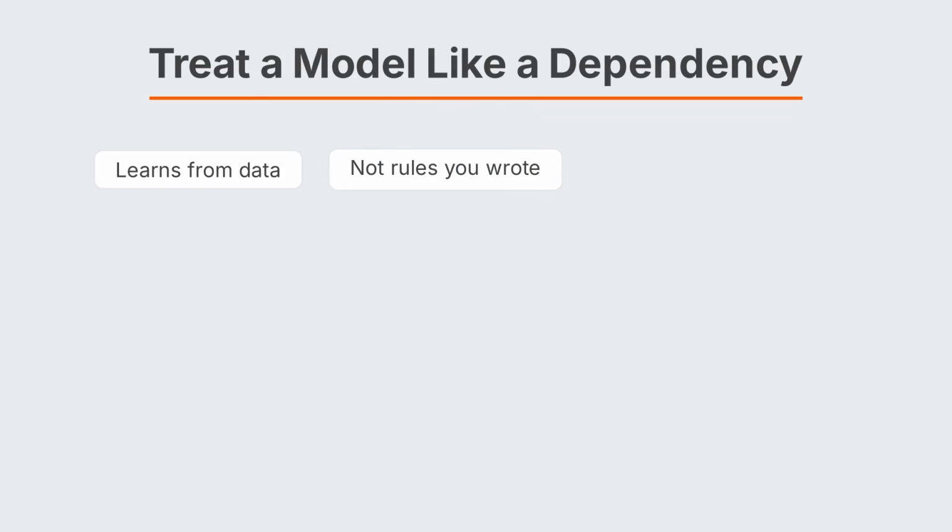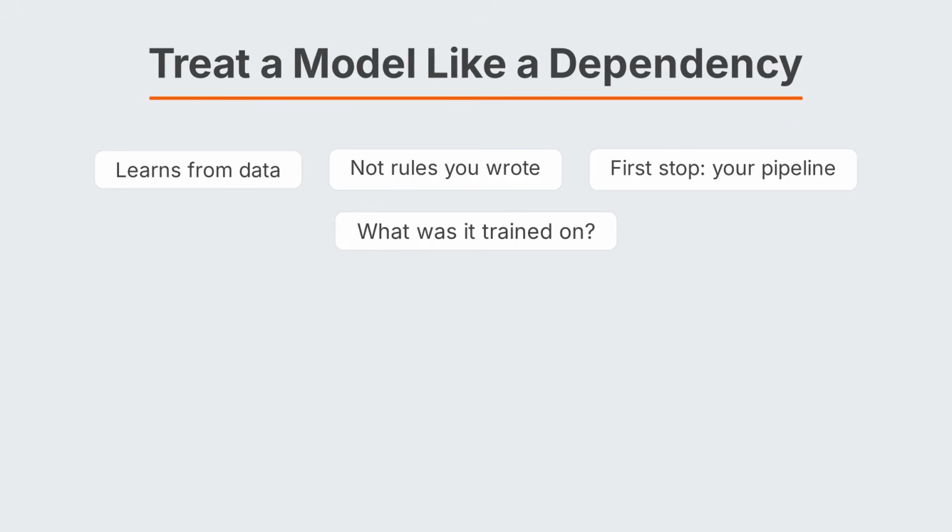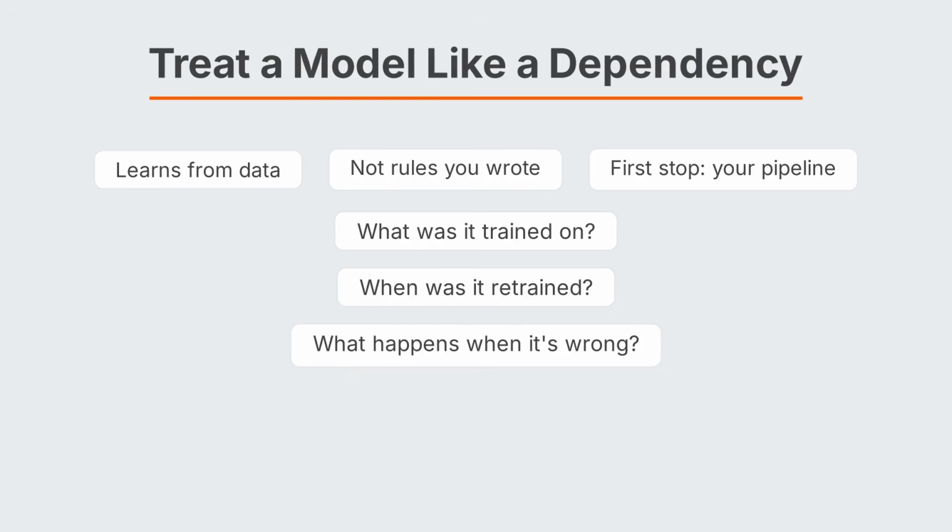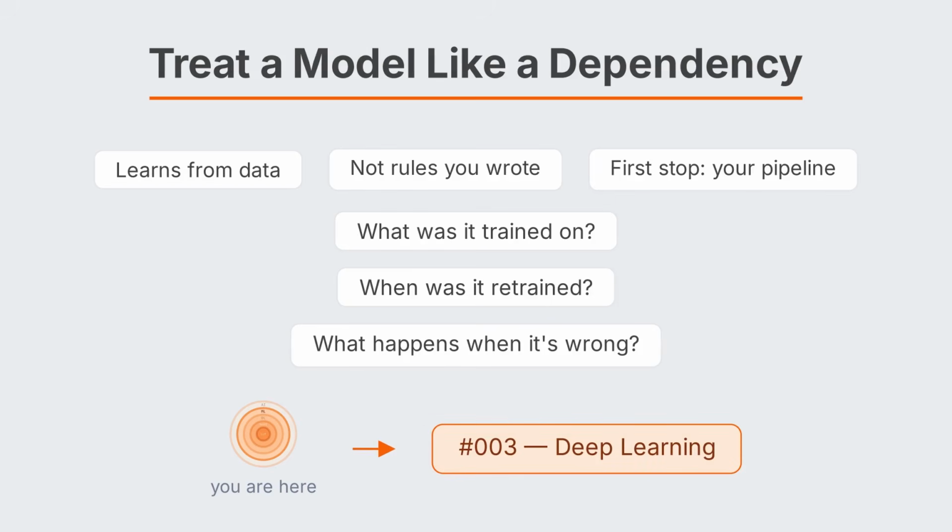So, machine learning. Software that learns patterns from data instead of following rules you wrote. It is one ring inside AI, and it is the ring most likely to show up in your pipeline first. Treat a model the way you treat any dependency. Ask what it was trained on. Ask when it was last retrained. Ask what happens when it is wrong. That is machine learning. Next episode, we go one ring deeper into deep learning.